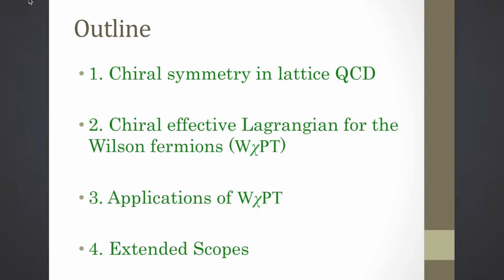My talk is divided into four parts. In the first part, I will talk about chiral symmetry in lattice QCD and its breaking. In the second part, I'll show you how to write down the chiral effective Lagrangian for the Wilson fermions, which I call WChiPT for short. In the third part, you will see the results from WChiPT on the meson masses and decay constants. And finally, I will talk about some related topics that are worth understanding.